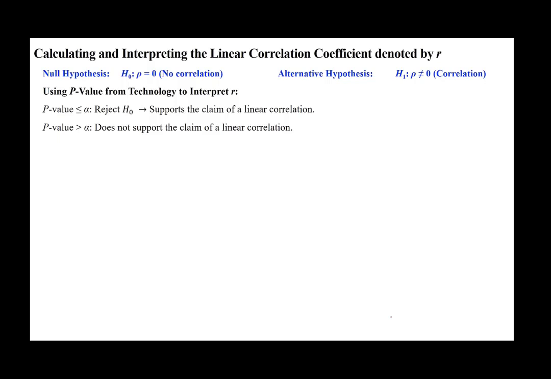The null and alternative hypotheses are always the same. H0: rho equals 0, which means no correlation. H1: rho is not equal to 0, which means there is a correlation. So I want to make sure we understand what we're trying to say here. This is not going to change. When we do the test of hypothesis, this is the same for this type of test, always. So if you happen to reject H0, that means there is a correlation. So the null hypothesis stays the same, the alternative hypothesis stays the same.